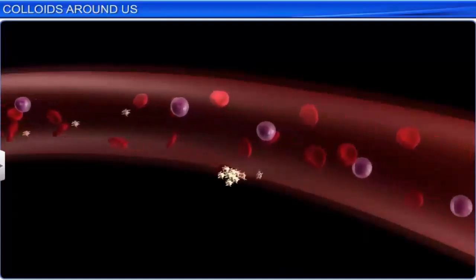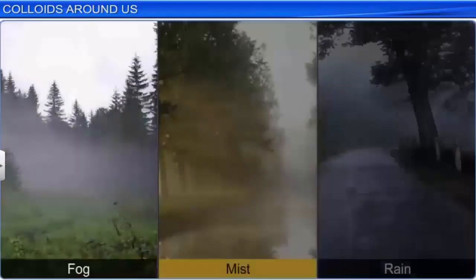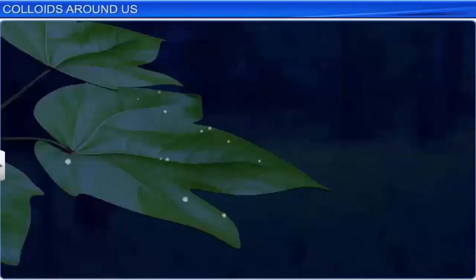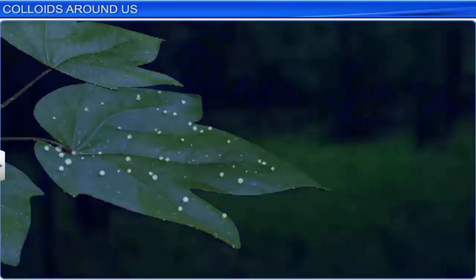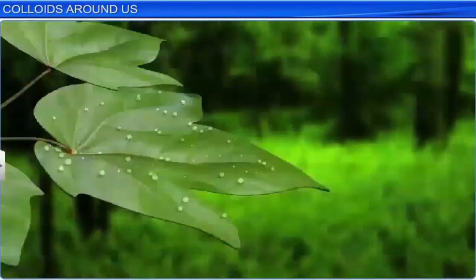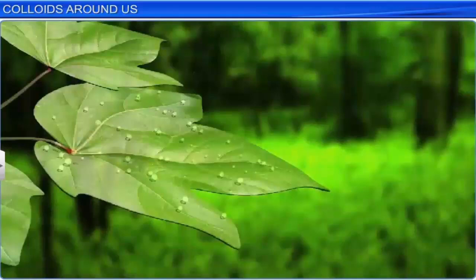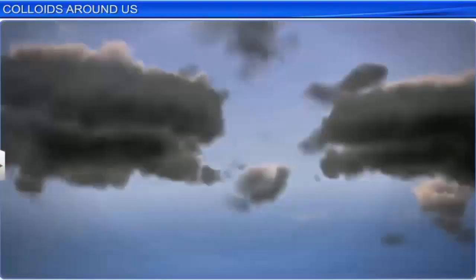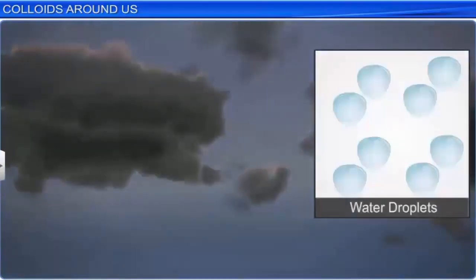Fog, mist, and rain are all colloidal in nature. In winter, at night, the moisture in the air condenses on the surface of dust particles, forming tiny droplets. These droplets, being colloidal in nature, float in the air, forming mist or fog. It is interesting to note that even clouds are colloidal systems. Clouds are aerosols consisting of small droplets of water suspended in air.